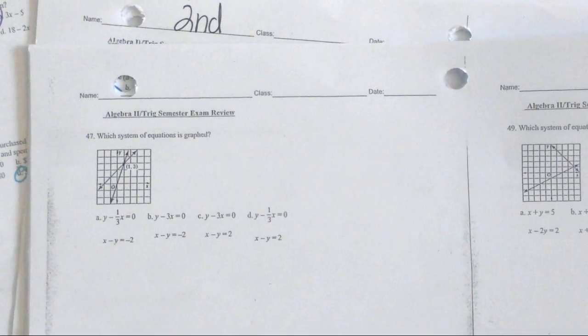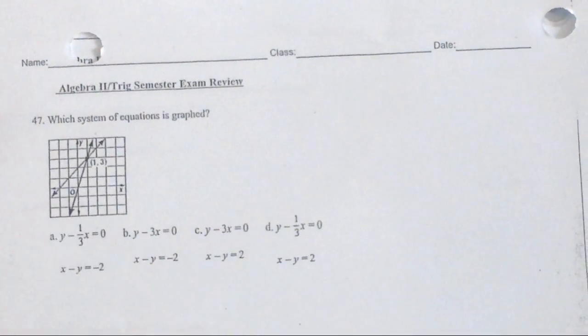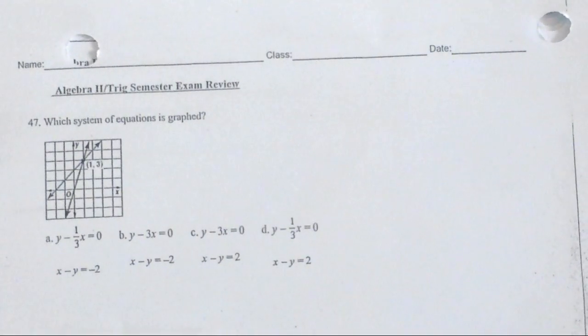Okay, we're starting in our semester exam study guide at 47. We're not doing as many as we said we were going to do, because you need time to work on your other study guide for your test. On number 47, there are two different ways to solve this. It's a system of equations. We have to decide which system matches the graph. Which system matches the graph? Anyone have a suggestion on how to do this?